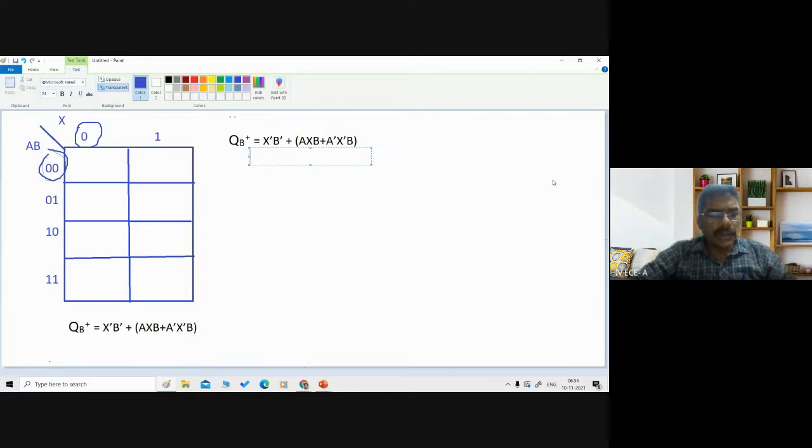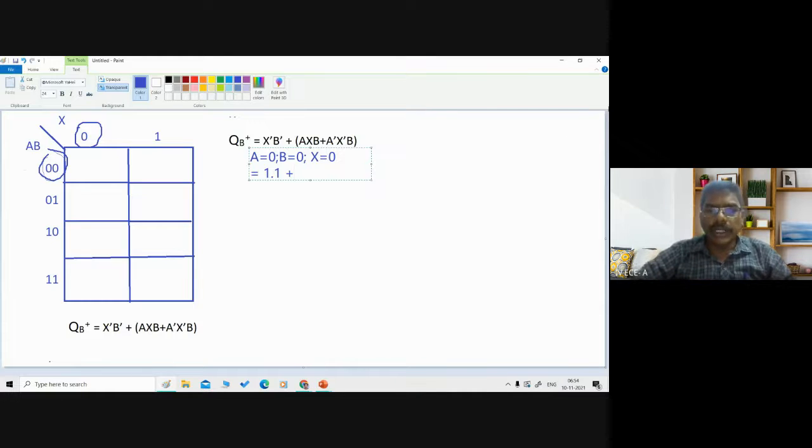I'm going to substitute a equal to 0, b equal to 0, and x equal to 0. So what is x dash? x equal to 0 means x dash equal to 1, and b dash equal to 1. So the first term becomes 1, so the answer should be 1.